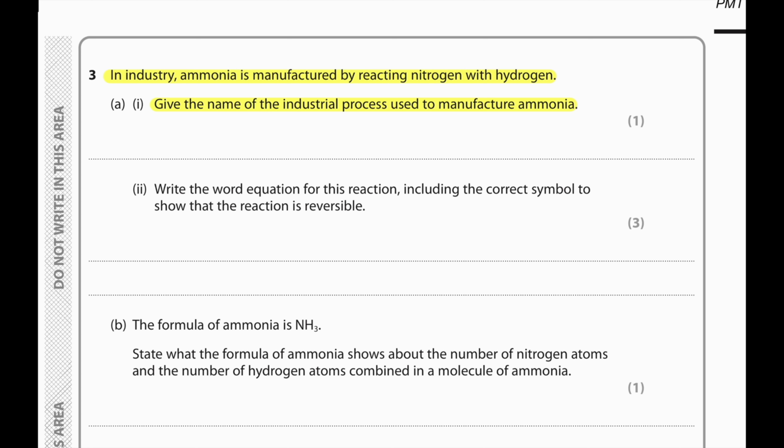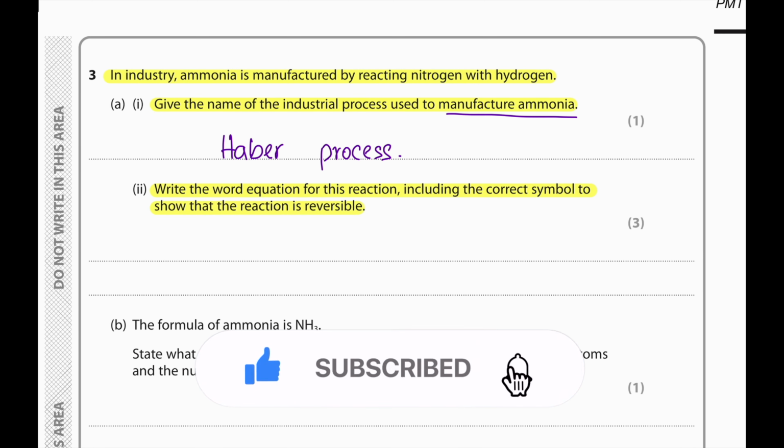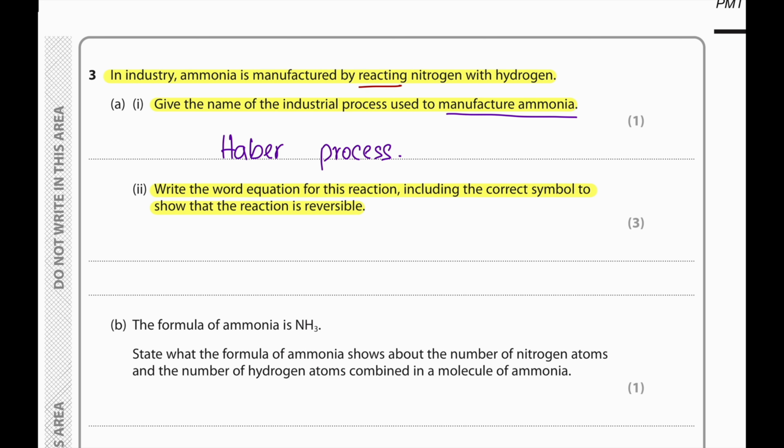The manufacture of ammonia is known as the Haber process, named after the person Haber. Write the word equation for this reaction, including the correct symbols to show that the reaction is reversible. Now, in order to write a word equation, always look into your reaction. Who are the reactants? So the reactants are nitrogen and hydrogen. Now, nitrogen and hydrogen are combined together to produce ammonia, which is the product.